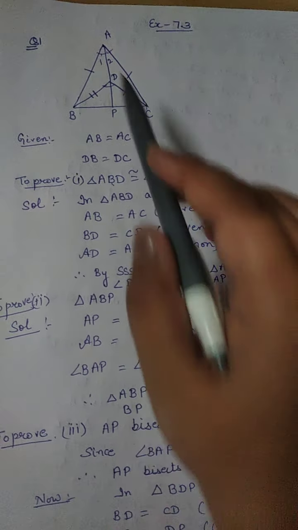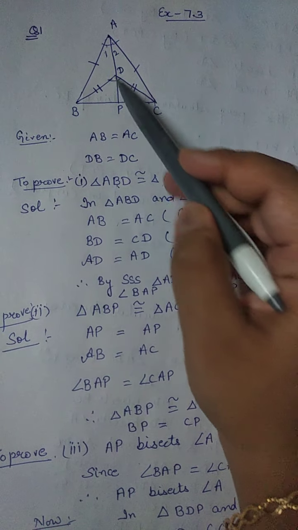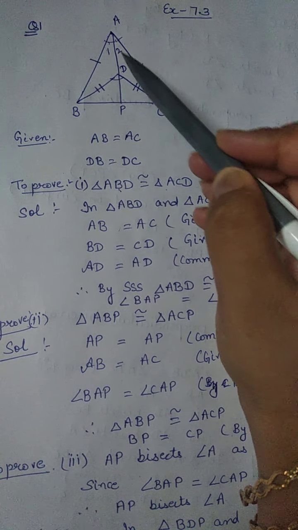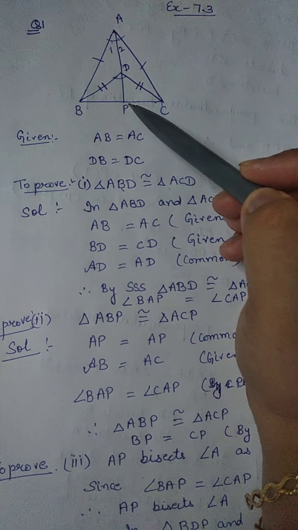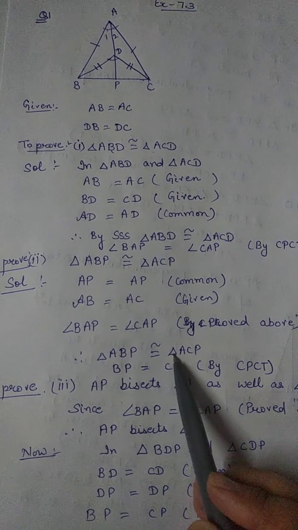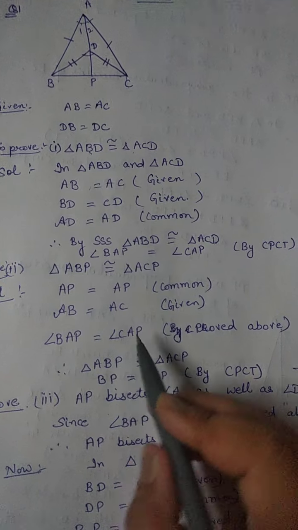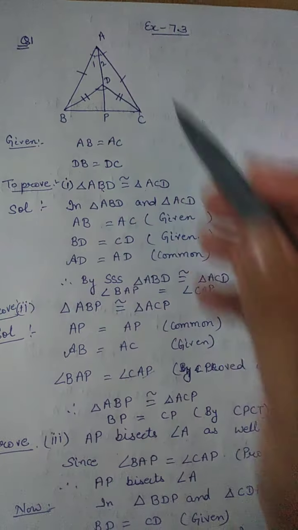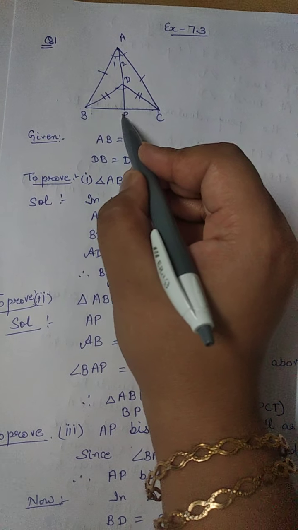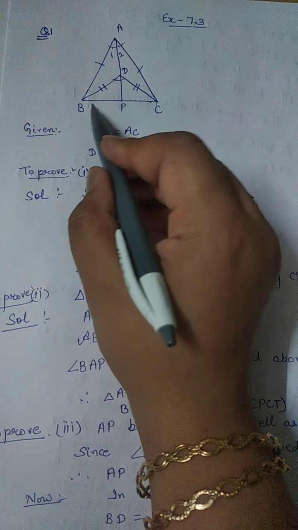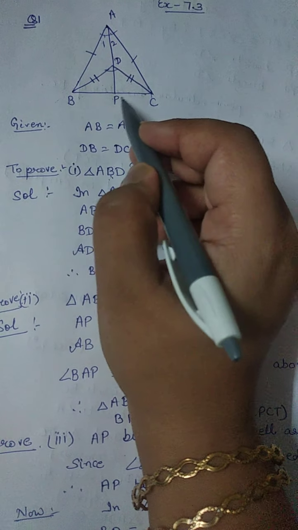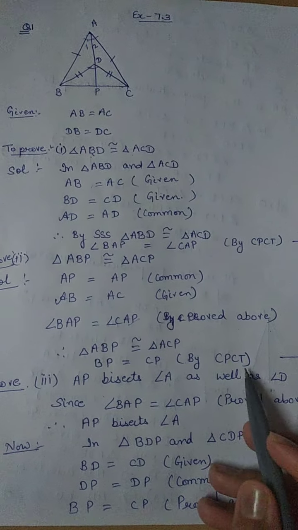Now in the second part, we will take these two triangles ABP and ACP, the big two triangles. In this, AB is equal to AC, and this angle is equal to this angle, and AP is common. So by SAS criteria, we can say that both the triangles are congruent. This we have just proved above, that angle 1 is equal to angle 2. We can write it here as proved above. And from here we can say that BP is equal to CP. The corresponding parts of these two triangles which we have proved congruent are also equal. So BP is equal to CP by CPCT.